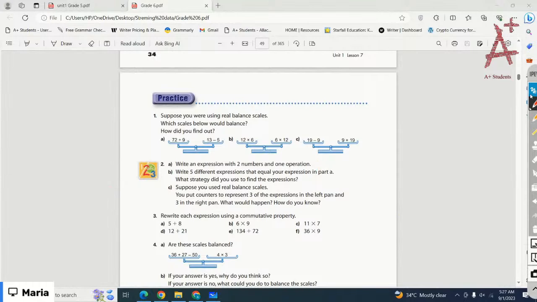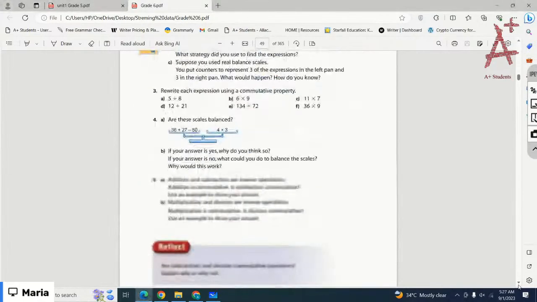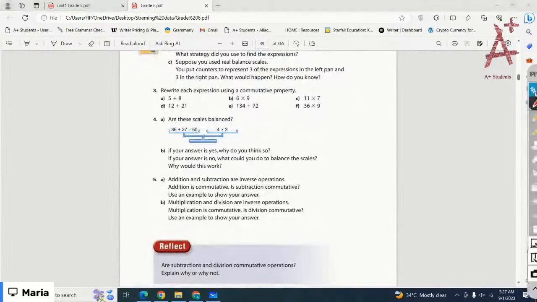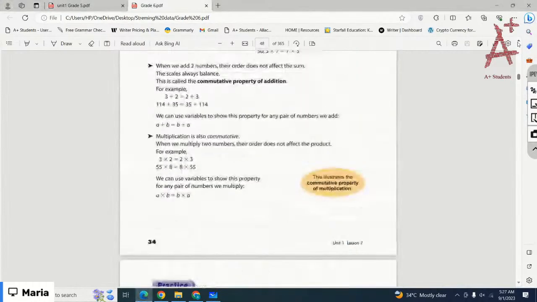Okay, let's just look at question number 3. Rewrite each expression using a commutative property. What is commutative property? Let me just explain first. See, when we add two numbers, their order does not affect the sum. The scales always balance. This is called the commutative property, right?